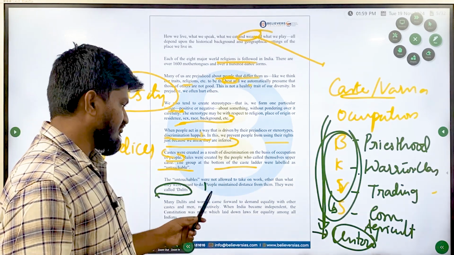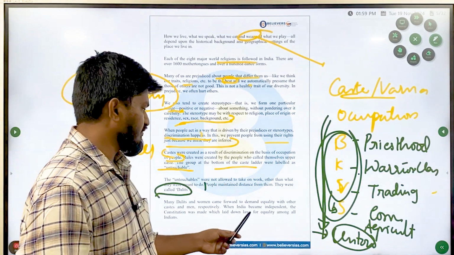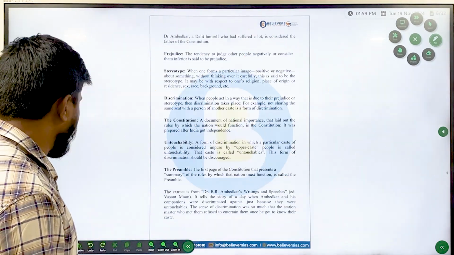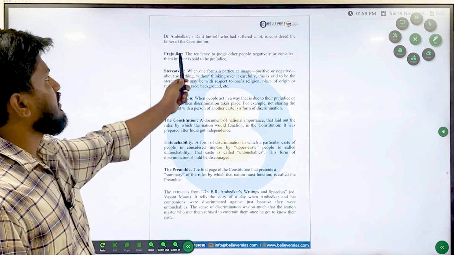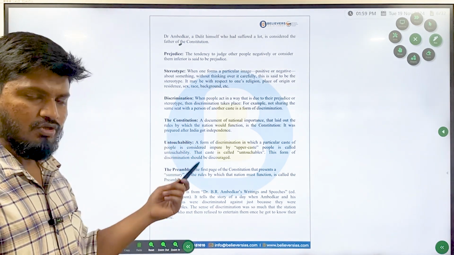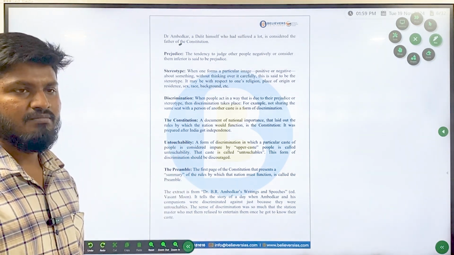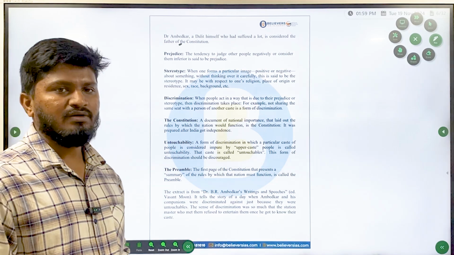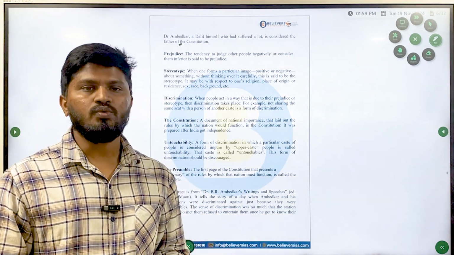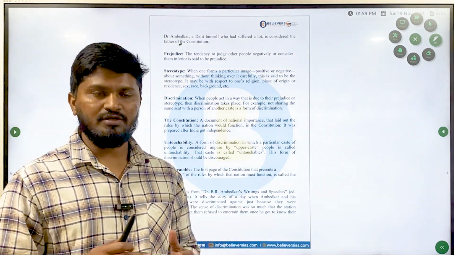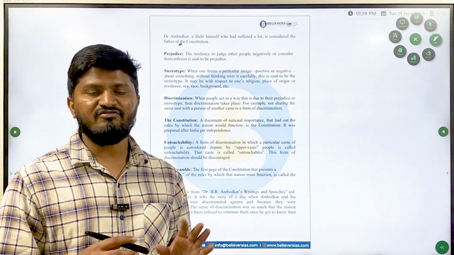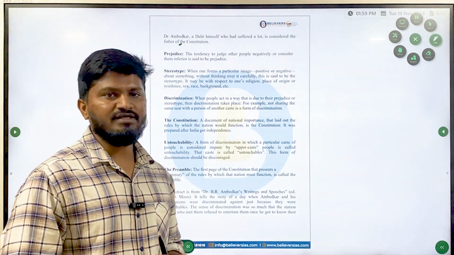So many Dalits and women came forward to demand equality with other castes and men respectively. When India became independent, the constitution was made, which laid down laws for equality among all Indians. That, we already know. So Dr. Ambedkar is a Dalit himself who had suffered a lot. He is considered the father of the constitution, and he belonged to a community called the Mahar community. There was a practice called Mahar Vatan, where people belonging to the Mahar community were expected to work in the fields or houses of the upper caste without any remuneration. Okay, free-of-cost work had to be done by Mahars for upper caste communities.